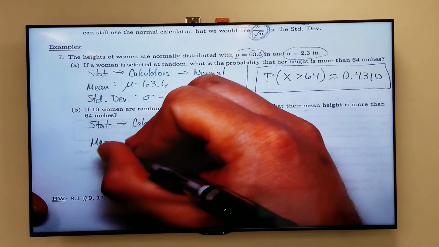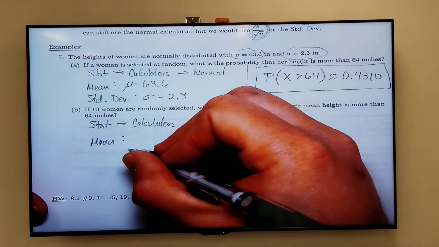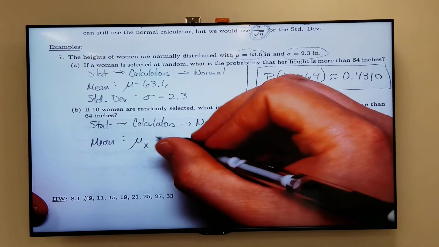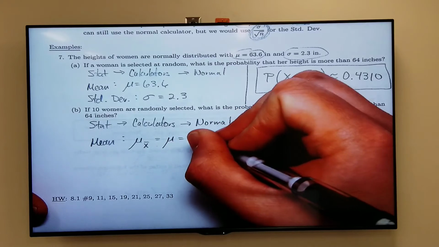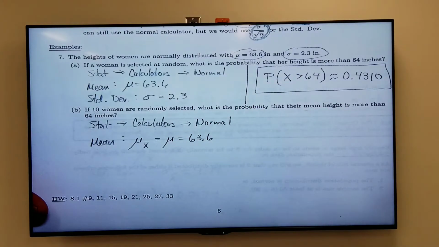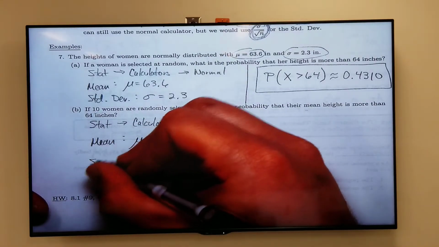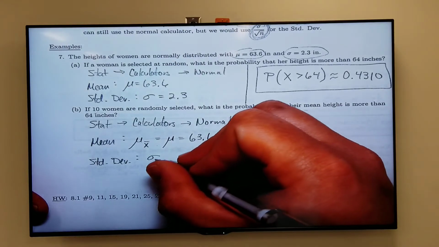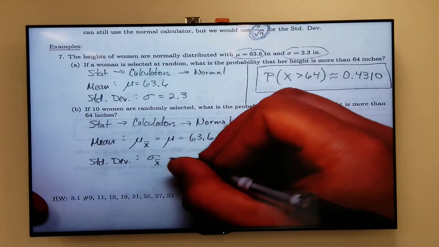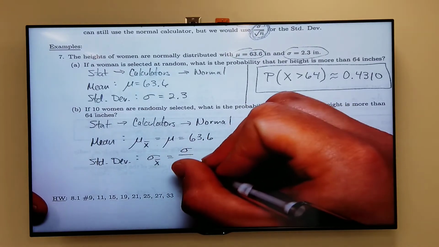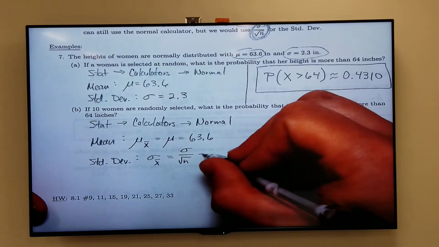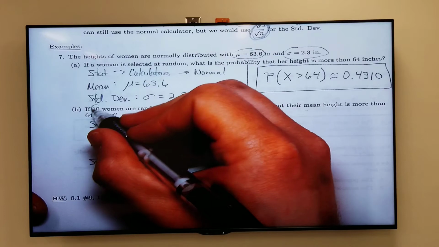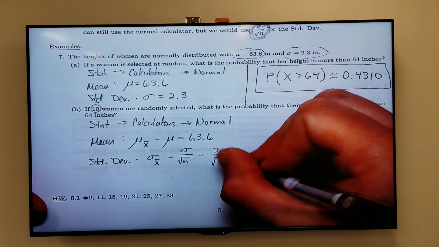But this time, when we're prompted to enter something for the mean, we're going to put in mu sub x bar. Mu sub x bar happens to be the same thing as mu. That's 63.6. For the standard deviation, we're going to put in sigma sub x bar. Sigma sub x bar is sigma divided by the square root of n. So that's 2.3 divided by the square root of our sample size. We have a sample of 10 women in this case, so we're going to divide by the square root of 10.